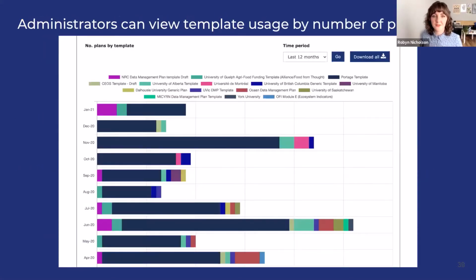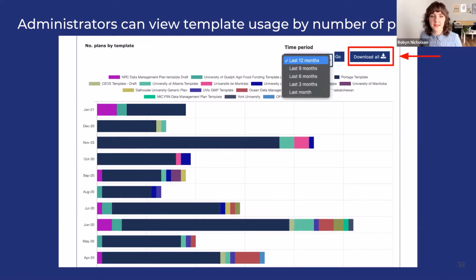Further down in the usage statistics dashboard, local admin can also view the number of plans by templates, again broken down temporally by month. The large blocks of dark gray in this example are the default Portage template in comparison with other institutionally created templates. Again, you will notice that these statistics are downloadable, and you can also further specify by time period, seen here.